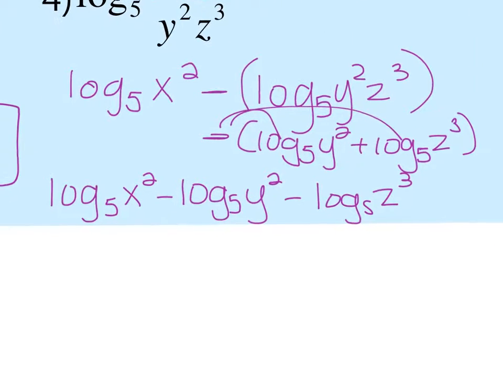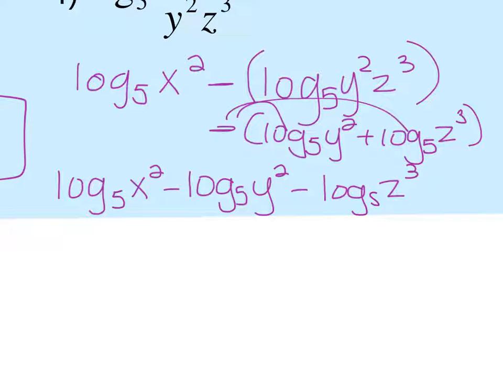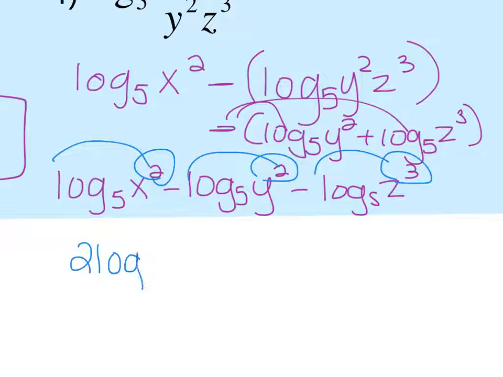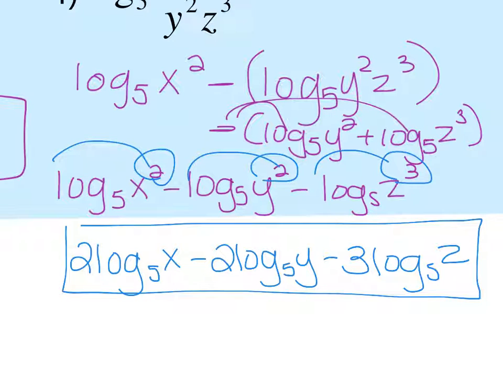So pretty much everything with a minus is going in a denominator and vice versa. If it's in the denominator, when you expand it, it would get the minus. And then each of these exponents goes to the front of their individual log statement. So 2 log base 5 of x minus 2 log base 5 of y minus 3 log base 5 of z. And I would say the most common mistake made on these is not distributing the negative to the last one. If they're both in the bottom, they both get a minus.